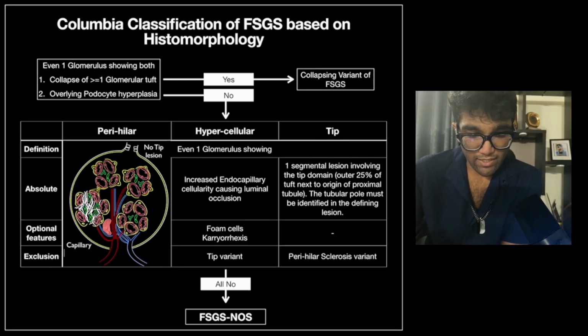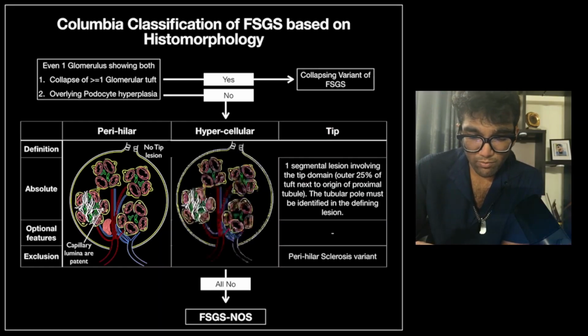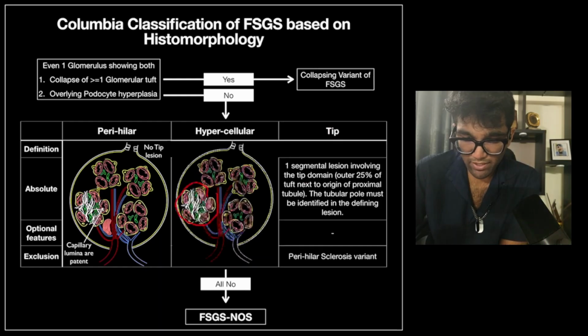Okay, and the capillary lumina are open, so it is not a hypercellular variant. Okay, so that's very clear. This is a perihilar variant. Now this here again there is segmental involvement. Okay, but in addition to that, what you see is that within the capillary lumina there is a problem. There is no tip involvement, but the lumina are actually occluded here.